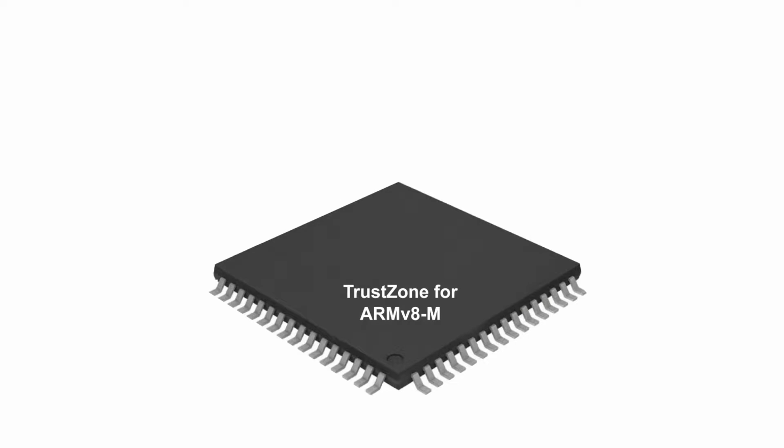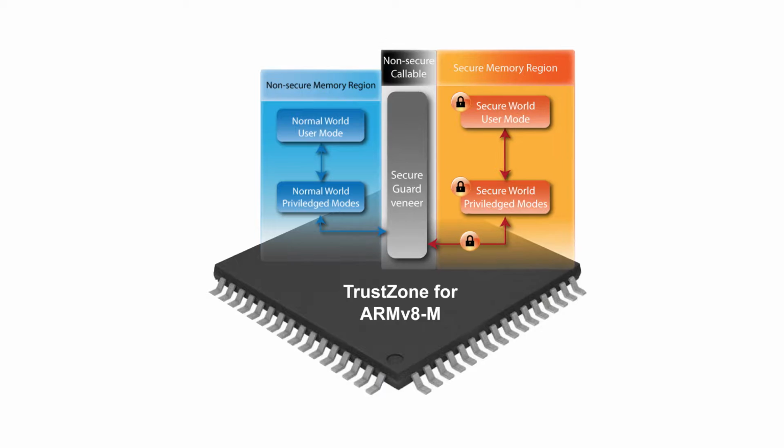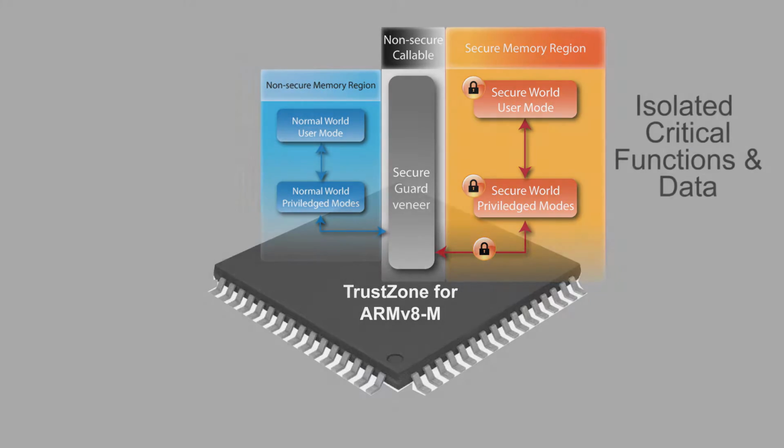TrustZone for ARMv8-M provides a framework for designating secure memory regions. This effectively creates secure and non-secure domains. This allows for the isolation of functions and data that are critical to securing the device into the secure domain and out of reach of untrusted software.